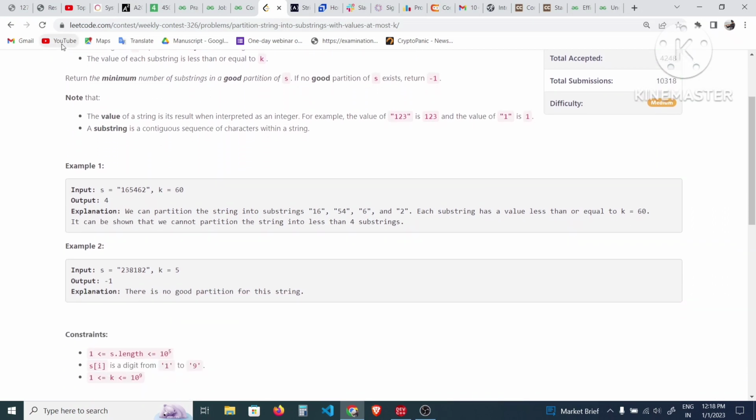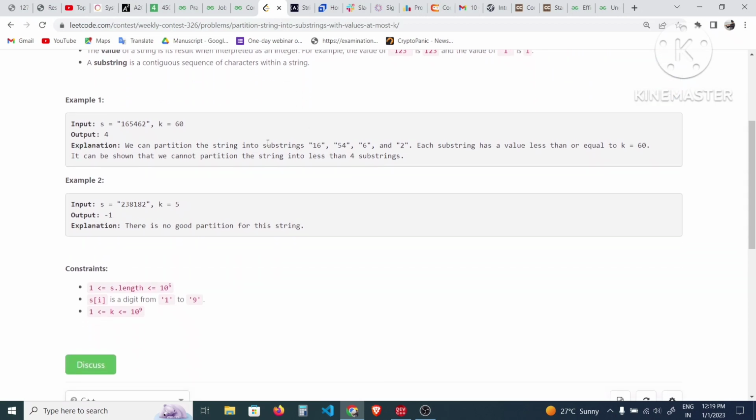Then you have to return the minimum number of substrings in a good partition of S. If no good partition of S exists, then return -1. So this is the question, and here are some notes. The value of a string is its result when interpreted as an integer. A substring is a contiguous sequence of characters within a string. Hope the note is clear, and then you can see some examples here.